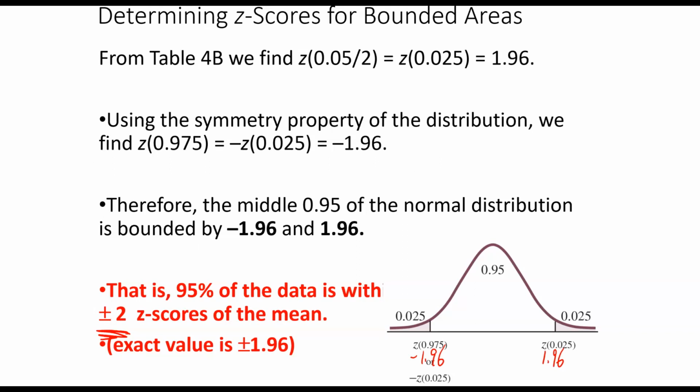Okay. So now that we have finished talking about z of alpha values, I encourage you to do the practice, and hopefully that goes well for you.